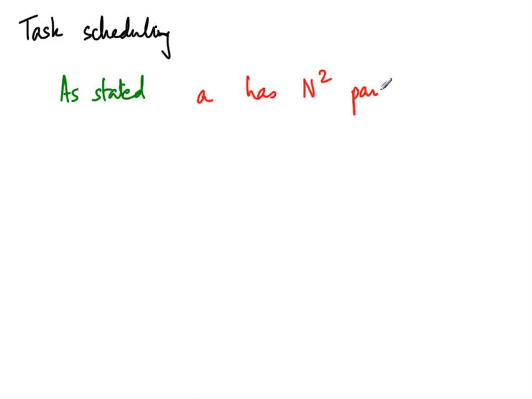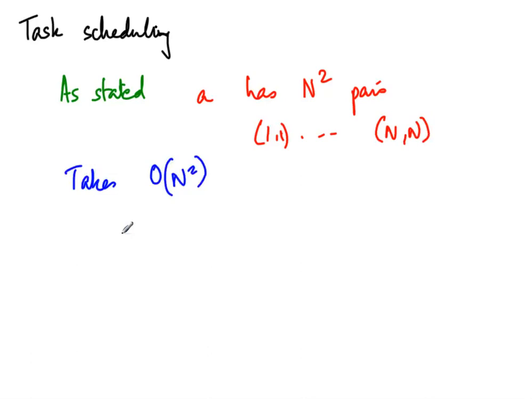So let's look at the task scheduling problem a little more carefully. Okay, so as stated, the way we described it, A has n squared pairs, right? So we start from 1, 1 and we go up to n. Okay, so this takes therefore time O(n squared), because I have to go through in general these n squared pairs. And in particular, the foolish thing is that when I have allocated a task I look at all other machines for task i, even though I know that I don't have to allocate them before I go to task i plus 1.